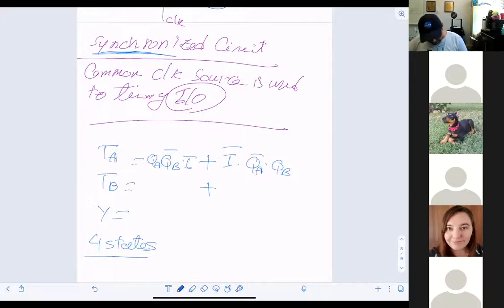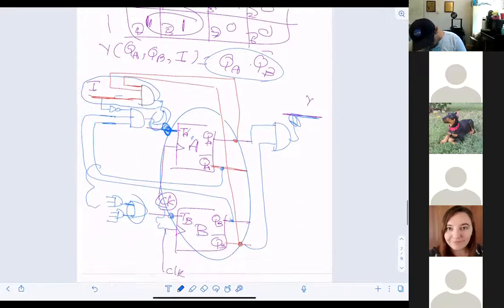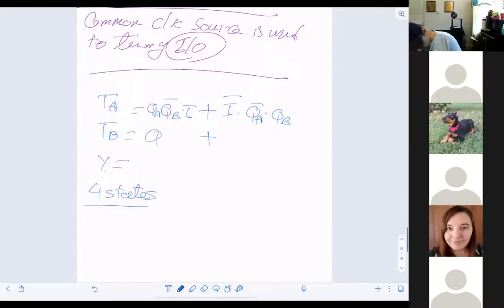Right? Why is it very easy, right? Why it's QA and QB complement. QA with QB complement. Oh, it's the wrong one. Yeah, QA, QB complement.